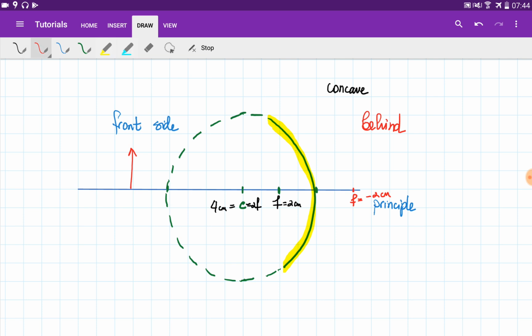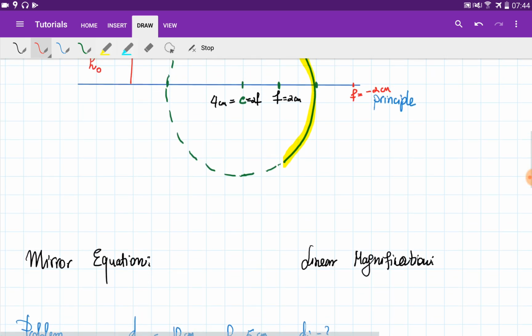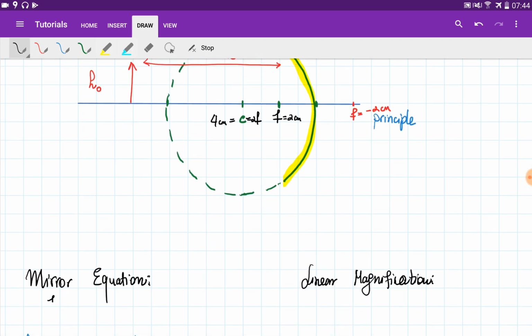We are going to define the height of the object as HO, and also define the distance between the object and the mirror. There is an equation called the mirror equation, which connects the distance between the object and the mirror, the focal distance, and the distance between the image and the mirror. We define the mirror equation as 1 over f is equal to 1 over the distance between the object and the mirror plus 1 over the distance between the image and the mirror.